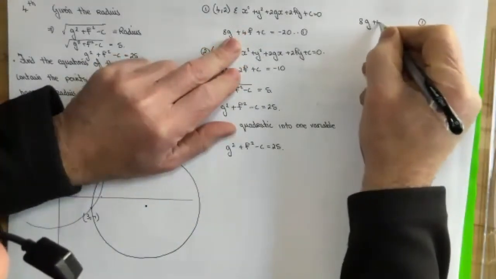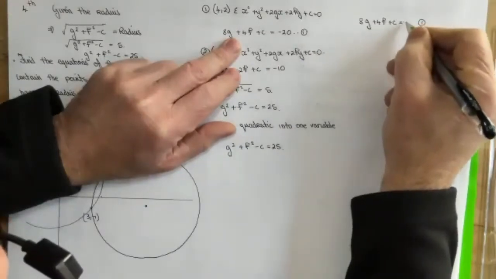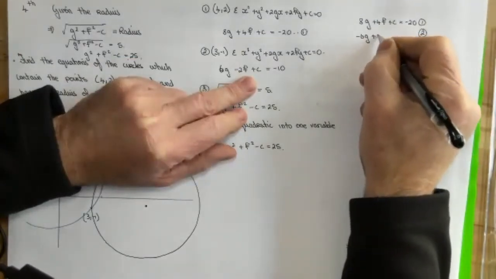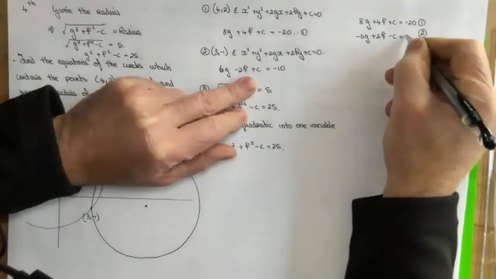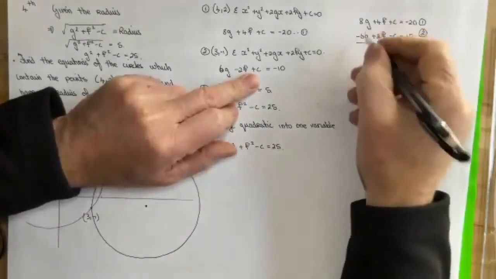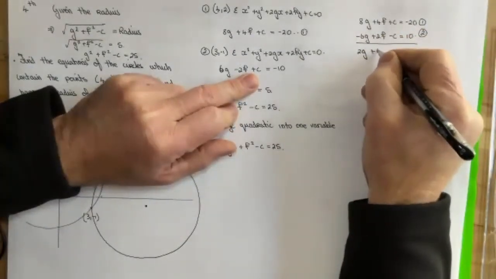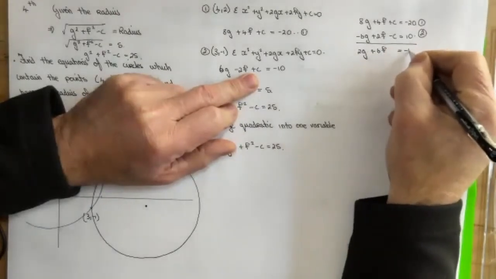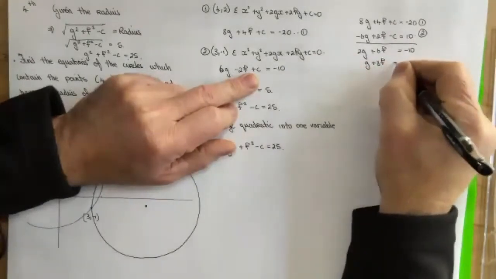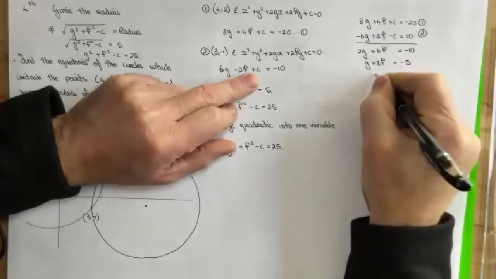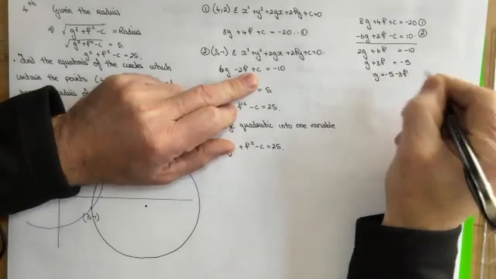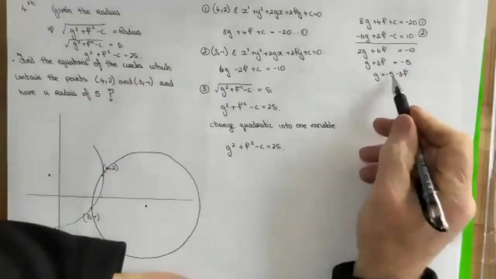8g plus 4f plus c is minus 20, minus this one, minus 6g plus 2f minus c is 10. Now let's see, that minus plus, minus plus. I'll get 2g plus 6f is equal to minus 10. So that would mean g plus 3f is minus 5. So g could become minus 5 minus 3f.